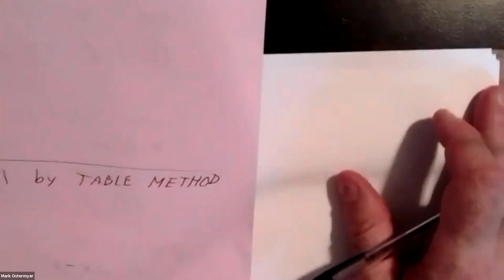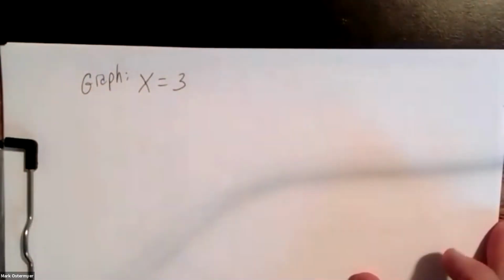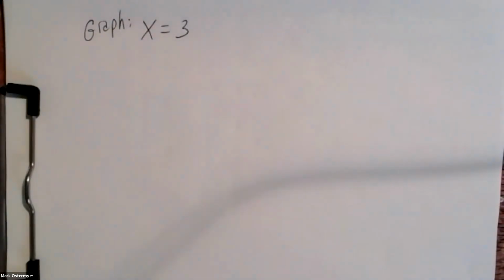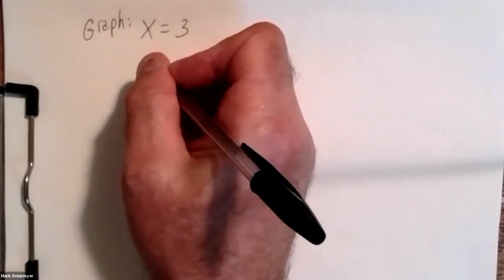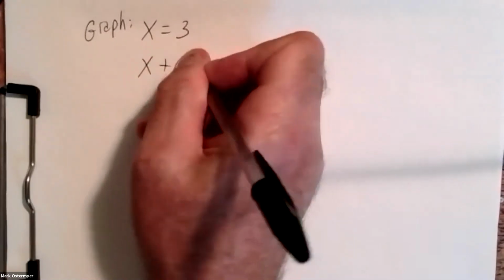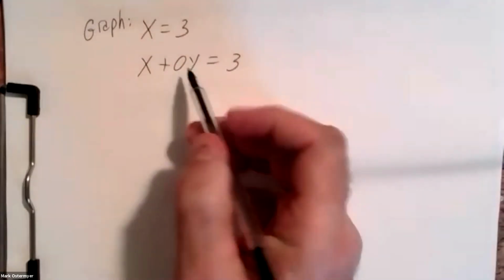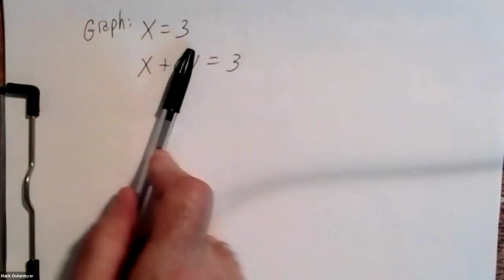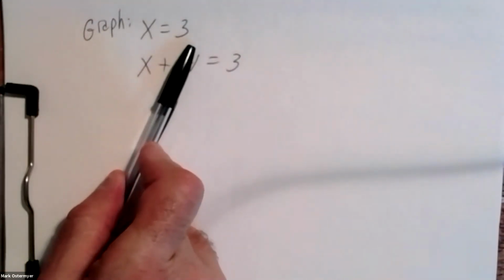What if we had an equation that looked like this? What if I had an equation that said x is equal to 3? What would the graph of this look like? You're probably wondering where the y coordinate is. Well, technically the y coordinate is there. This is really saying x plus 0y equals 3. But 0 times y is as good as if this isn't even here. That's why it's x equals 3.